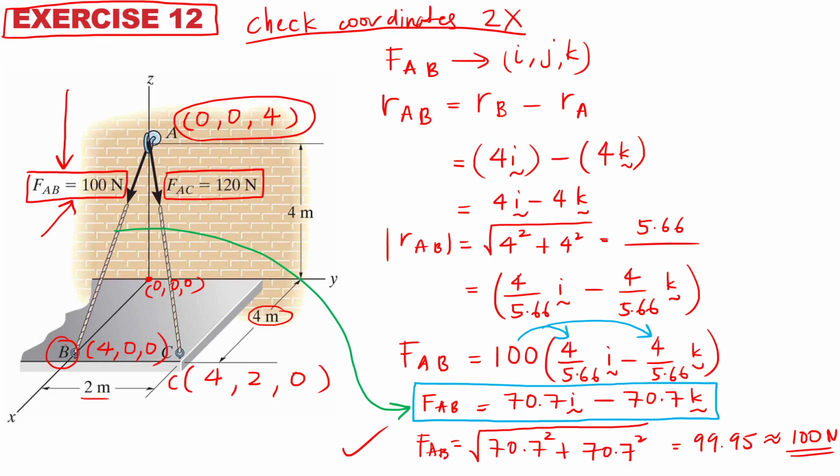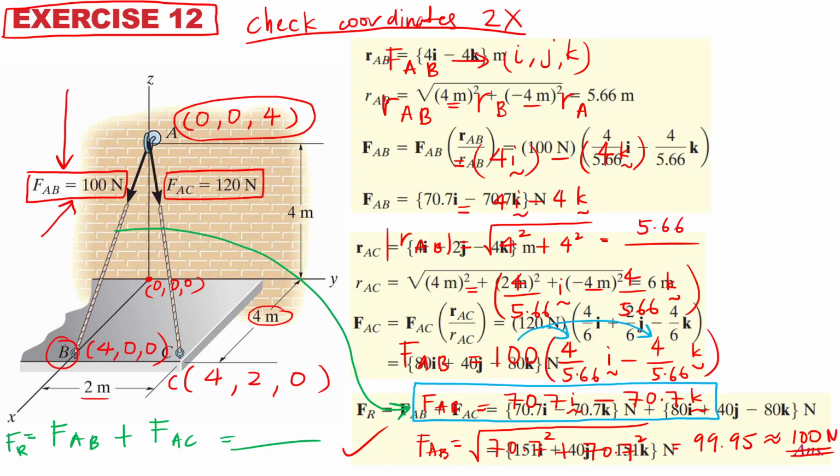So once you've got FAB, you have solved FAB. Next, solve for FAC. If they want you to find the resultant, add them together. Find the resultant, same as what we have done before. So that is no problem.